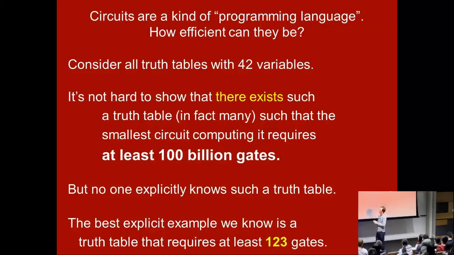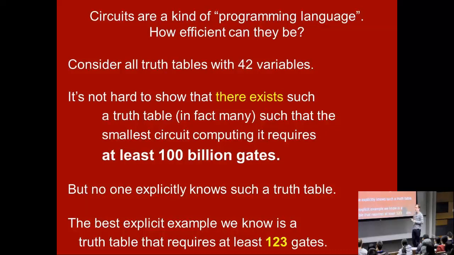There's a funny thing, though. We only know that it exists. We don't actually know an example truth table with that property. If somebody actually had to come along and say, check out this definite, explicit truth table that I explicitly described, I can prove that if you want to build a circuit for it, it needs at least this many gates. The best thing we know is 123. We do know one function with 42 variables that definitely needs at least 123 gates. And we can explicitly say what it is.